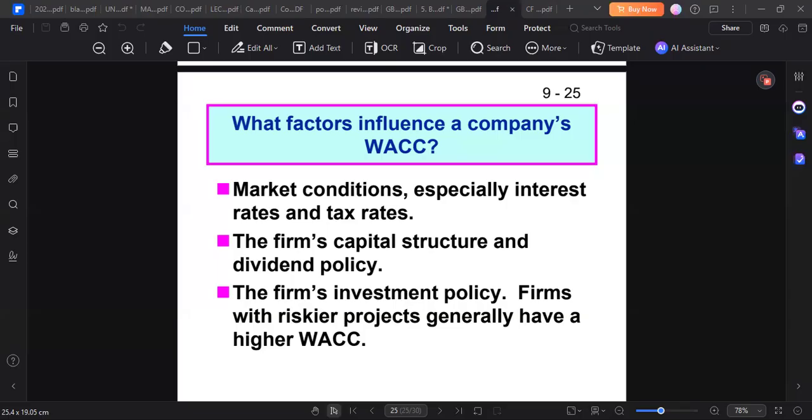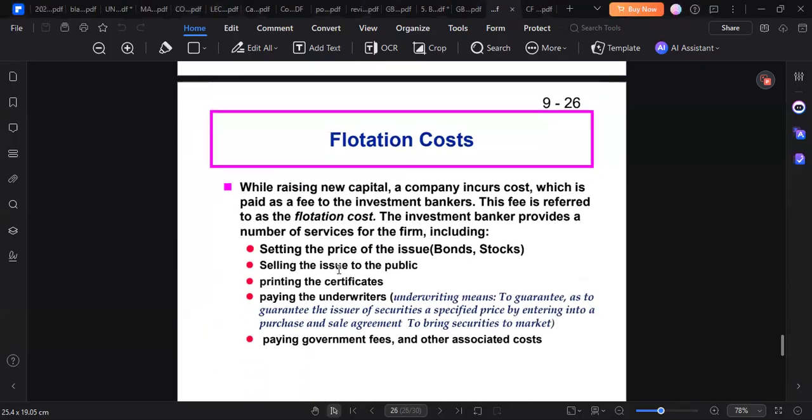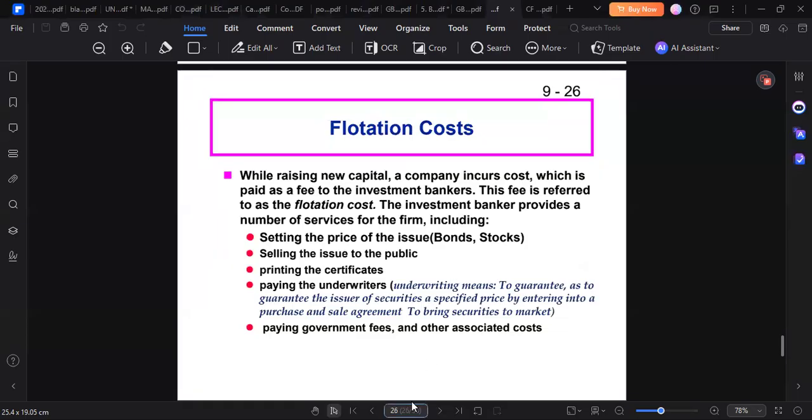Then more detail on the flotation costs. When a company raises new capital, it has to pay what are called investor fees to these investment bankers. So these are called flotation costs. This is usually done when you are starting up a new business. When you want to raise new capital, this will be paid to bankers. The services will include setting the price, selling the issue, printing certificates, underwriting, government fees.